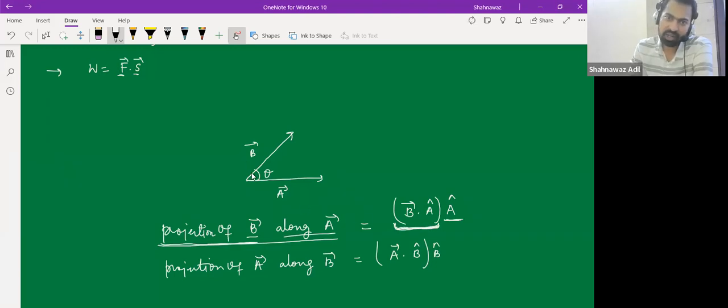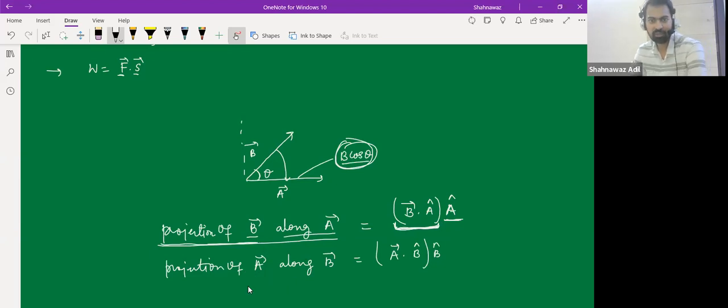Or if I tell you simply that if I bring this in here, this would be B cos theta, right? So B cos theta, how can I write B cos theta? So I can write B cos theta, and this would be the direction. So any doubt about this projection? Any doubt about this projection thing? Yes, guys.